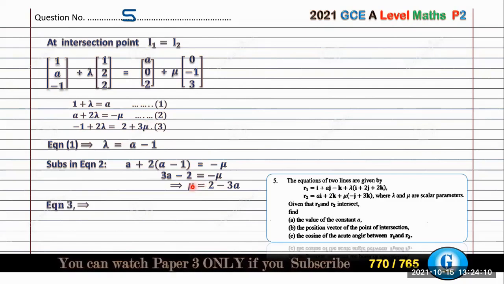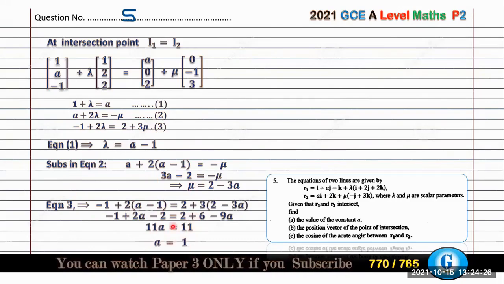As we have made mu the subject, now we substitute in equation 3. This will give us minus 1 plus 2 into lambda, original lambda is a minus 1, and then plus 2 into 3 mu, which is that. We simplify all of this. When we simplify this, we are going to have 11a equals 11, and a is equal to 1.